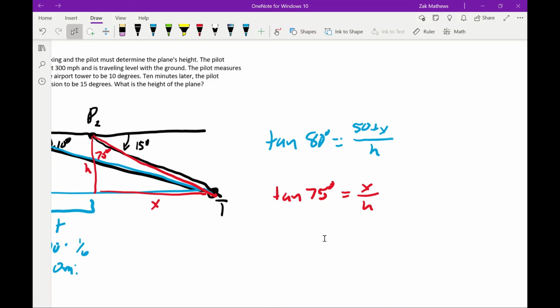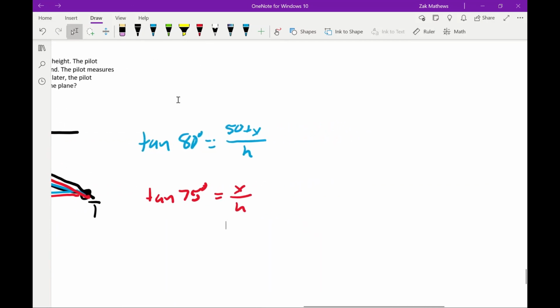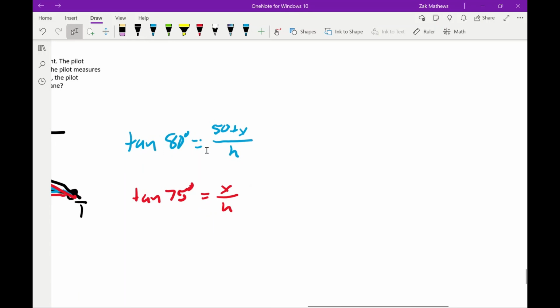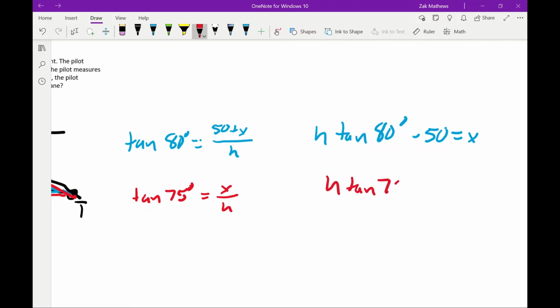I do want to find the height, so that means I'm going to create an equation in terms of h. I want h to be in the equation, meaning I'm going to solve these things for the x's. I think that's going to be the easiest way to do it, substitution, solving for the x's. So if I want to solve this top equation for x, I'm going to multiply the h over, and I'm going to subtract 50. And then the red equation, I would just multiply the h over like so. And so now that I have two equations solved for x, I'm going to set them equal to one another.